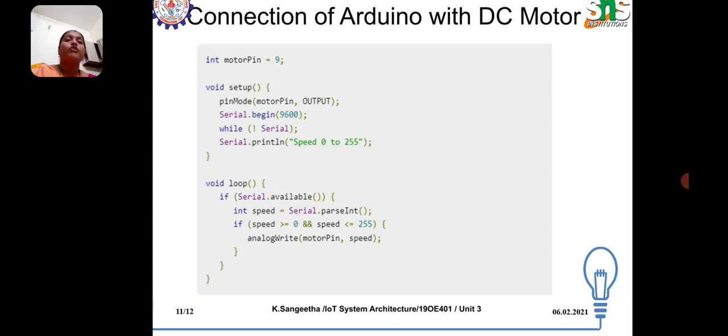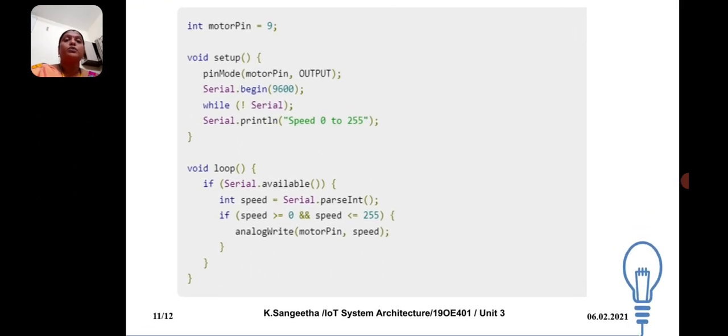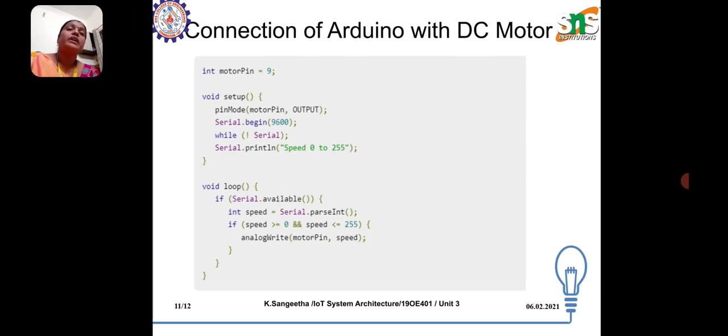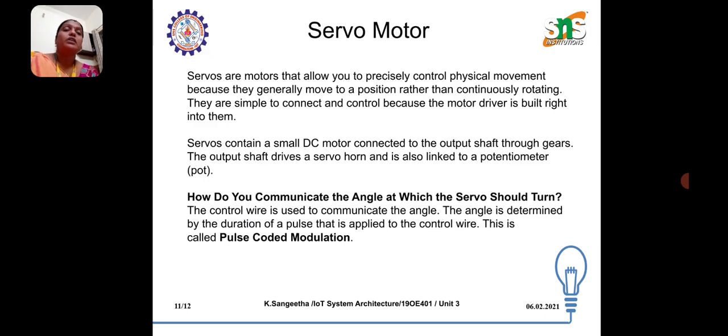This is the code for the DC motor. The DC motor is connected to pin number 9. First we have to select the pin mode, motor pin as output, and set the baud rate for the serial port. Then we write the analog signal, analogWrite(motorPin, speed). This is the code for connecting the Arduino with the DC motor.